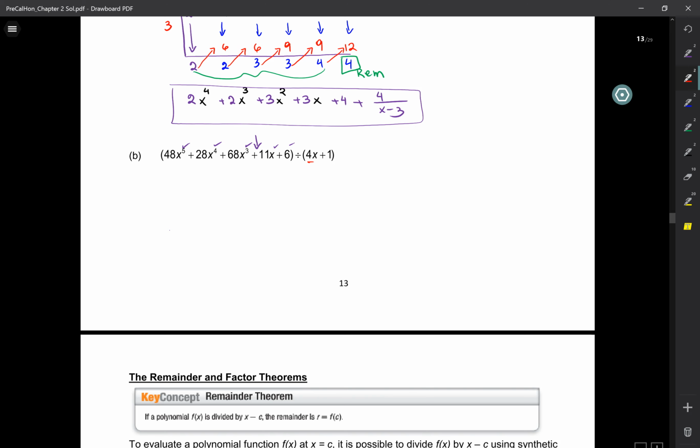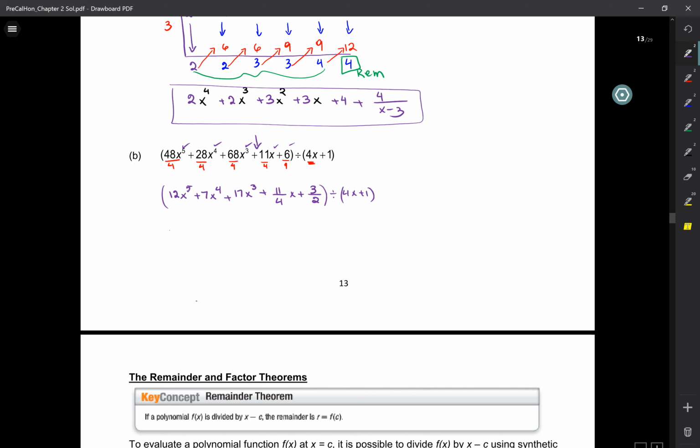What happens here is, since you're multiplying the x by 4, it's 4x plus 1, we have to account for that. So what we have to do is, in this polynomial, divide each term by 4. So this is the number in front of the x. So now my new polynomial becomes 48 divided by 4, so 12x to the 5 plus 7x to the 4 plus 68 divided by 4 plus 11 over 4x plus 3 over 2 divided by 4x plus 1.